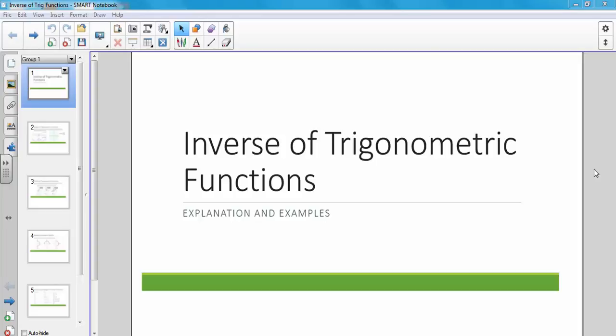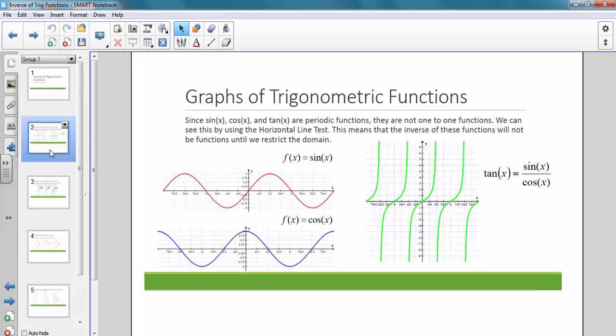In this video, we're going to talk about the inverse of trigonometric functions. We're going to go through a detailed explanation and then look at some examples. Since sine, cosine, and tangent are periodic functions, which basically just means that they repeat over a certain period, they are not one-to-one functions. We can see this by using the horizontal line test.